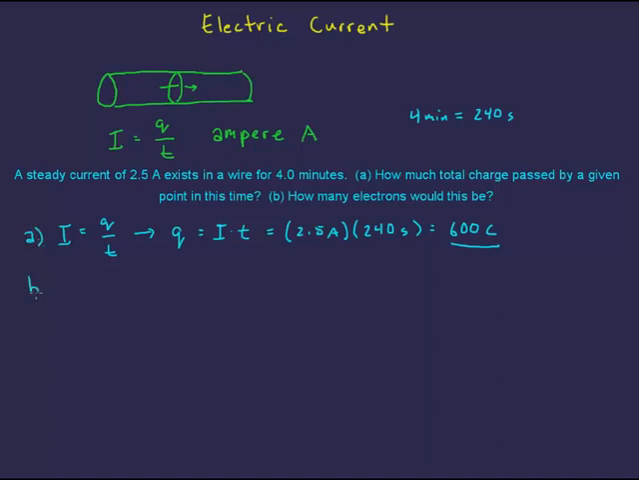Now part B, how many electrons? Now here we can go to our definition of the amount of charge in an electron. So if I have 600 coulombs of charge, in a way this is like a conversion, and 1.6 times 10 to the negative 19 coulombs per electron, so to speak, will give us a total number of 3.8 times 10 to the 21 electrons. And that's your definition of current.